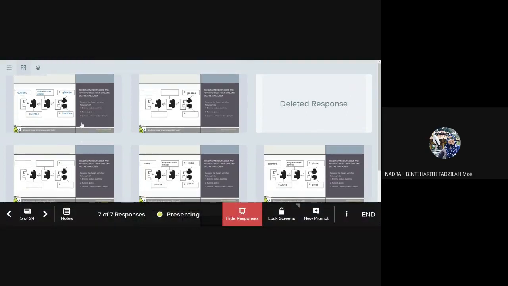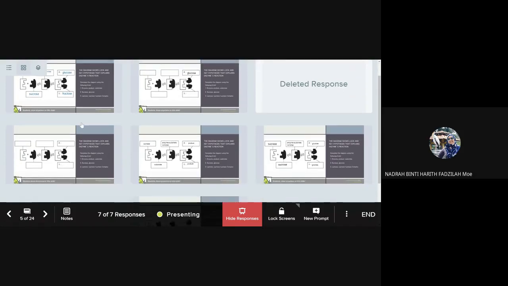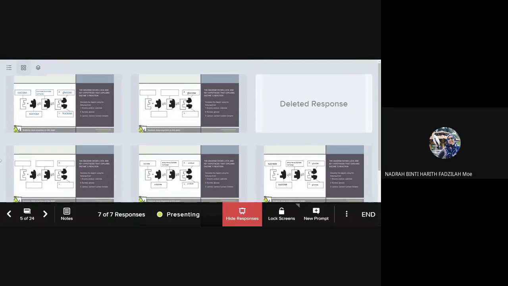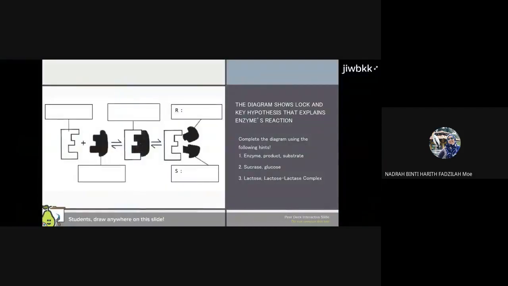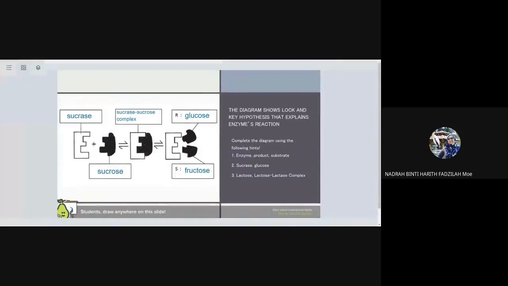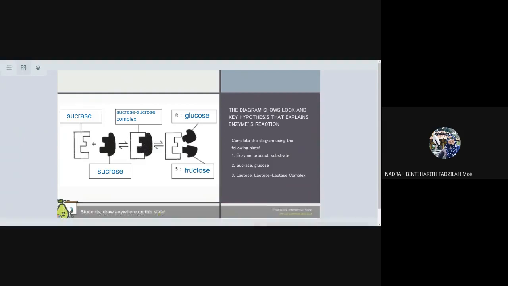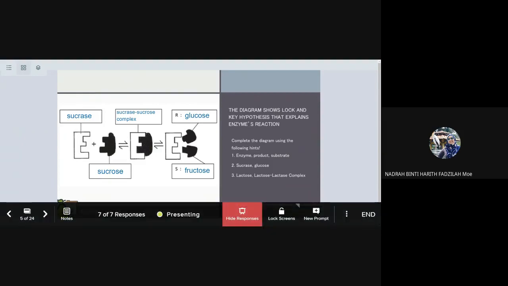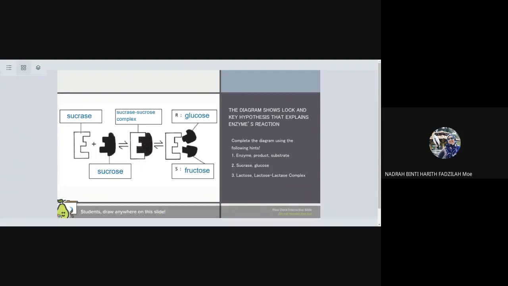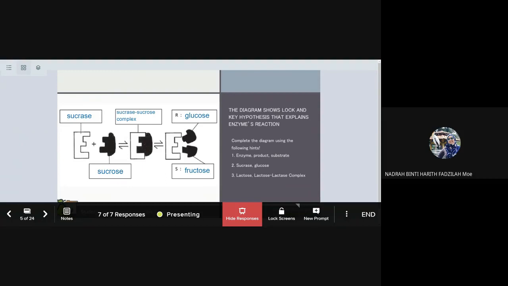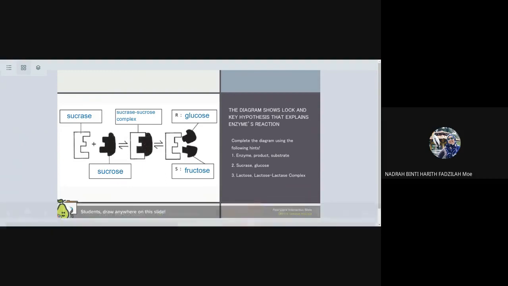Okey. Bagus. Okey, apabila substrate dia adalah sukros, enzim dia adalah sukrase, jadi substrate dia adalah sukros. Dan tengah-tengah tu tadi kan enzim substrate kompleks kan. So kita dah tahu enzim nama apa, kita dah tahu substrate nama apa. So kita terus tukar. Sukrase, sukros, kompleks.